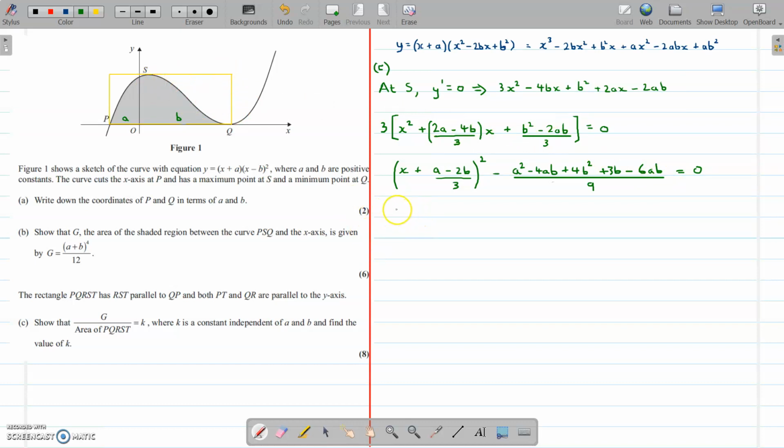Okay, because once we found that, we can find the y coordinate and therefore the height of the rectangle. So if we just tidy this up now a little bit, we will find that this second fraction here can be, well, we can put that onto the right hand side and simplify it. We get this. Okay, so we get x plus a minus 2b over 3.